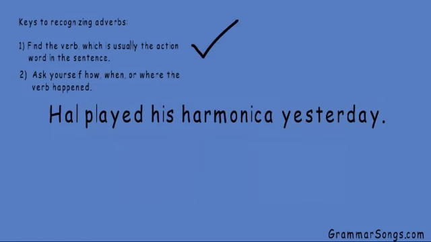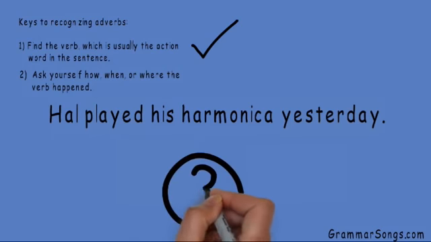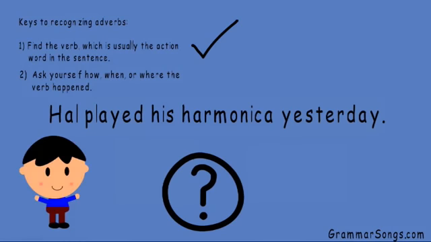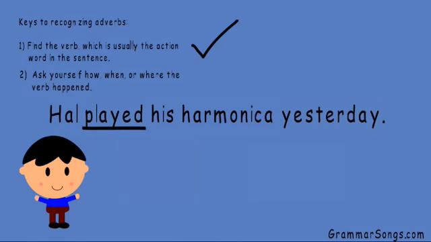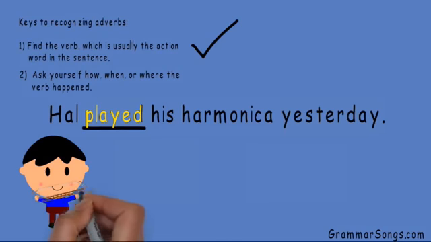First, we need to find the verb, which is usually the action word in the sentence. Do you see a word that shows action? I know Hal is a boy, and he is a person, so what did Hal do? He played his harmonica. Played shows action. Played is my verb.